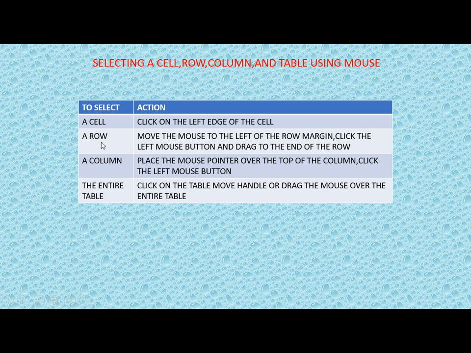If you want to select a row, move the mouse to the left of the row margin, click the left mouse button and drag to the end of the row. So this is how we can select a row. Similarly, how to select a column? Place the mouse pointer over the top of the column and click the left mouse button. And how to select the entire table? Click on the table move handle or drag the mouse over the entire table.